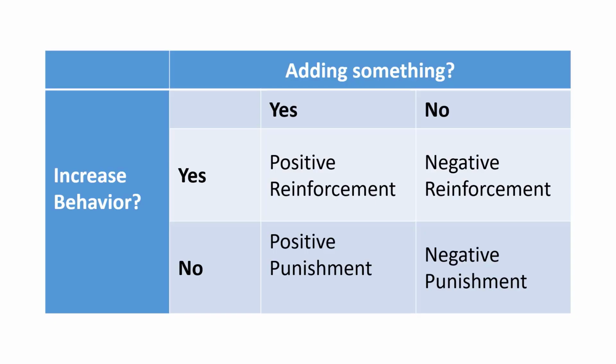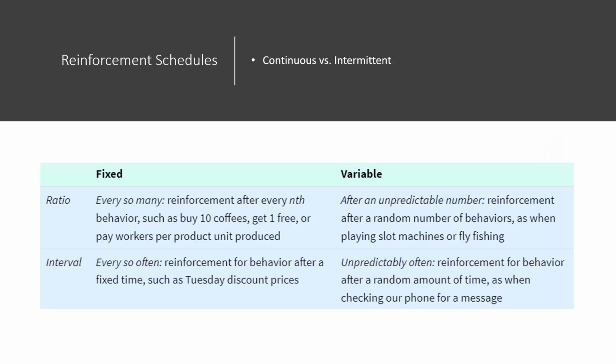Okay, this is another figure that might help you decide what type of operant conditioning is being used. So, you determine if we're adding something like a treat or a parking ticket. You also need to determine if you're trying to increase the behavior. If both the answers to these were yes, then you can conclude that positive reinforcement is being used.